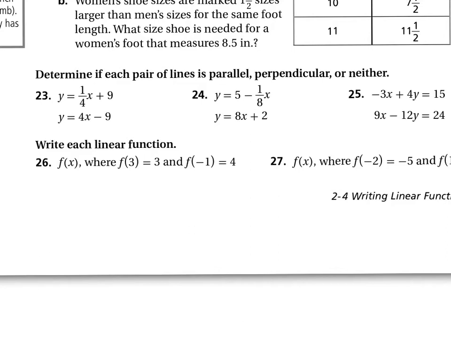The lines will be parallel if the slopes are the same. They'll be perpendicular if the slopes are the opposite reciprocals, and neither if neither of those is true.